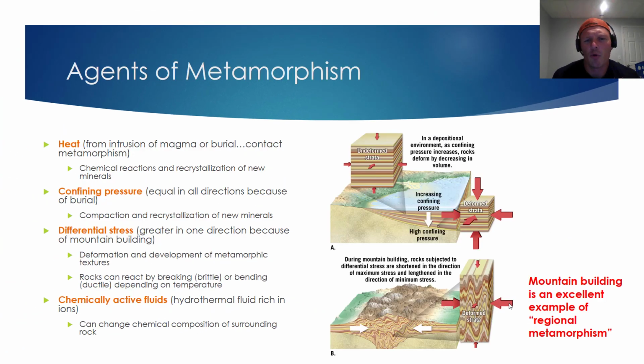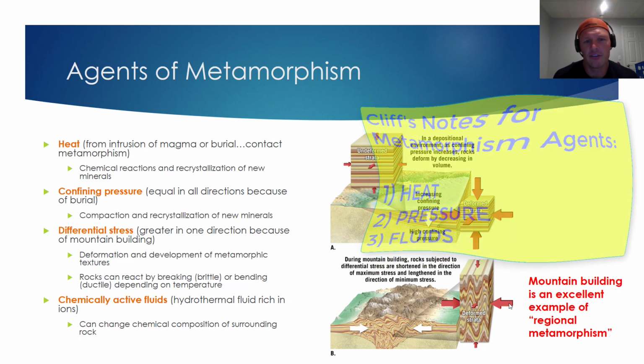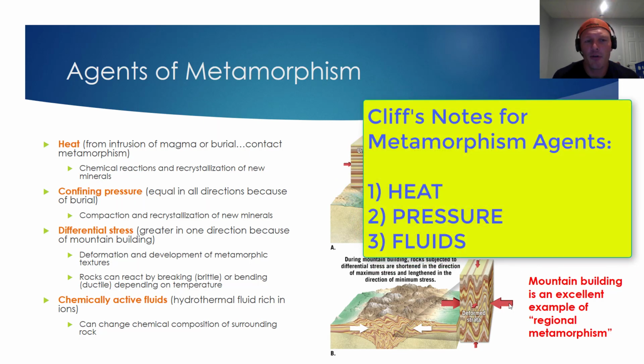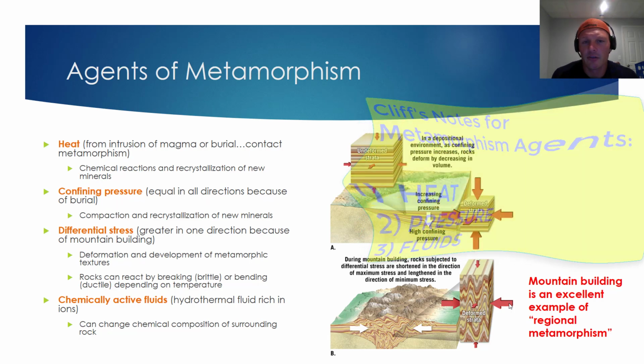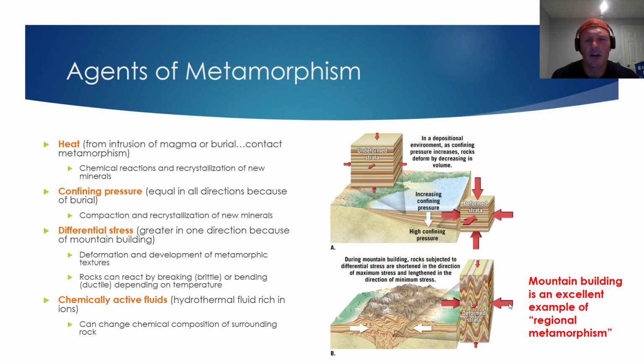So what are the agents for metamorphism? Put as simply as possible, we could actually make this list 3 instead of 4. And the 3 primary agents are heat, pressure, and chemically active fluids. We're going to be a little bit more specific when it comes to that term pressure. And we're going to expand that agent to include both confining pressure and differential stress.